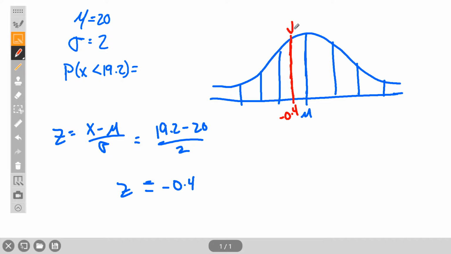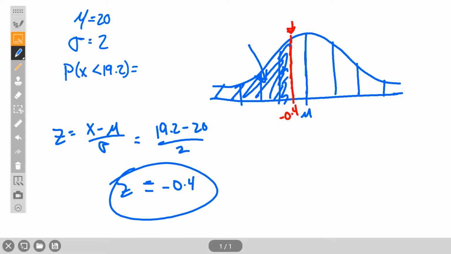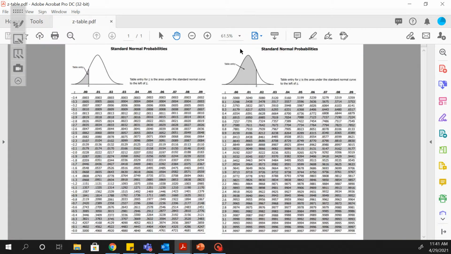So this is where the value lies. Okay, it's sitting right here. That's where 19.2 is. And we want to know how much of the data is below that. Well, luckily, the table will tell us exactly how much of the data is below that. All I have to do is look for negative 0.4 on my z-table. So let me get out my z-table and look for negative 0.4.